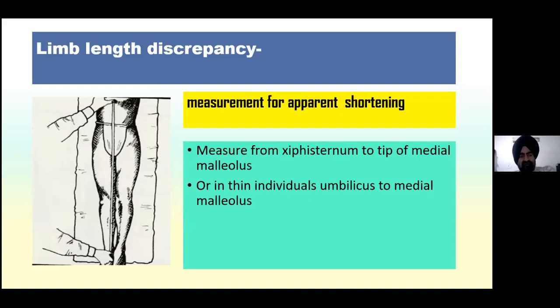This is a way to measure the length of the limb from a fixed point. Here we are not measuring from the ASIS. We are measuring from a fixed body point, maybe the xiphisternum or, in thin individuals, even the umbilicus. And we are measuring up to the level of the medial malleolus. So here again it is an apparent measurement of the length, because we don't know the position of the ASIS. Where the ASIS is higher, that limb will appear shortened with this method.